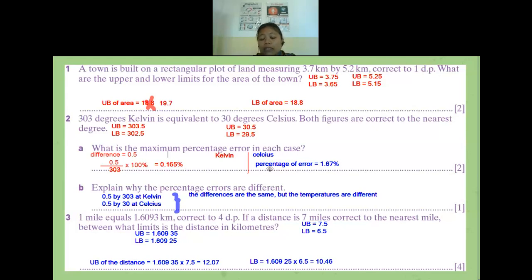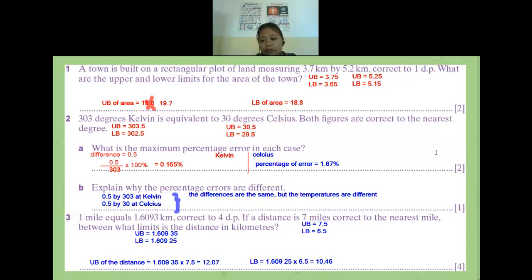For Celsius, you need to do the same thing. You need to find the difference again. So the temperature is 30 degrees Celsius and its upper bound is 30.5. The difference will be 0.5. So to find the percentage error, it will be 0.5 over 30 times 100%. I will get 1.67%.